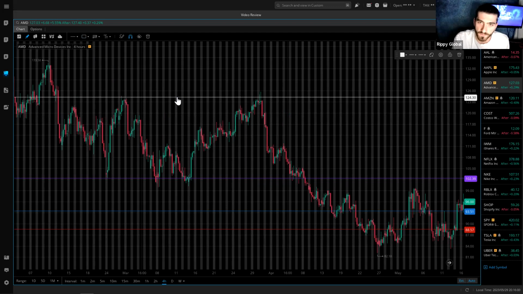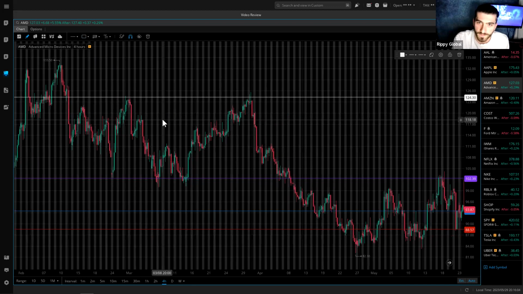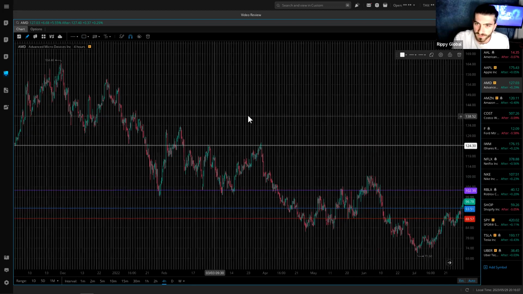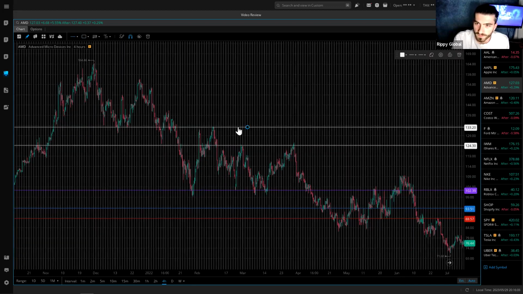I'm not finding a level for a rejection. I'm finding a level for a pullback that can hold support on AMD. If you're only focused on the rejections, I can give you one right here with AMD in the gap fill.